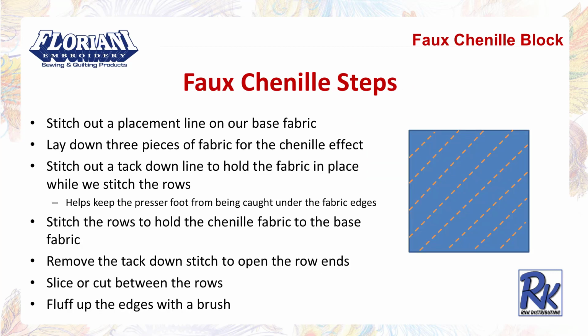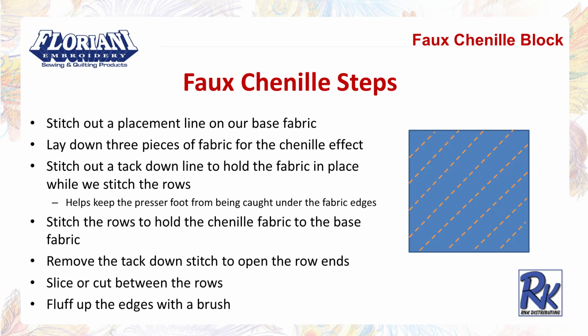So before we get into the software steps, let's just talk about what's going to happen when we stitch it out, so as we go through the software it'll make a little bit more sense. First, we're going to stitch out a placement line on our base fabric. Then we're going to lay down 3 pieces of fabric we're going to use for the chenille effect, lining them up with the placement line, and then we're going to stitch out a tack down line to hold the fabric in place while we stitch the rows across. And you can see on the right there's a little picture of what the rows of stitching across are going to look like. And doing that tack down helps keep the presser foot from being caught under the fabric edges as we stitch those lines.